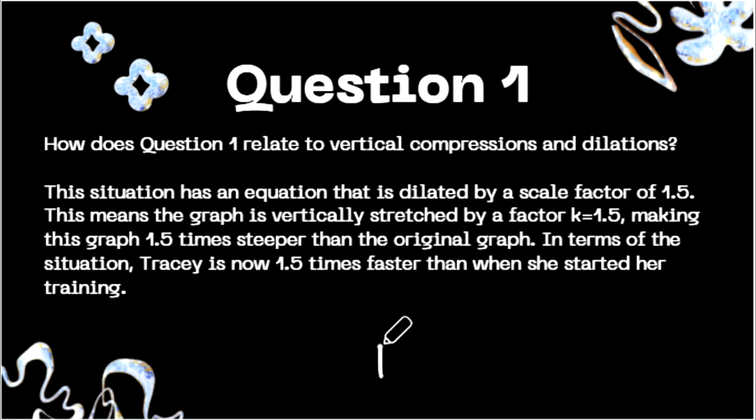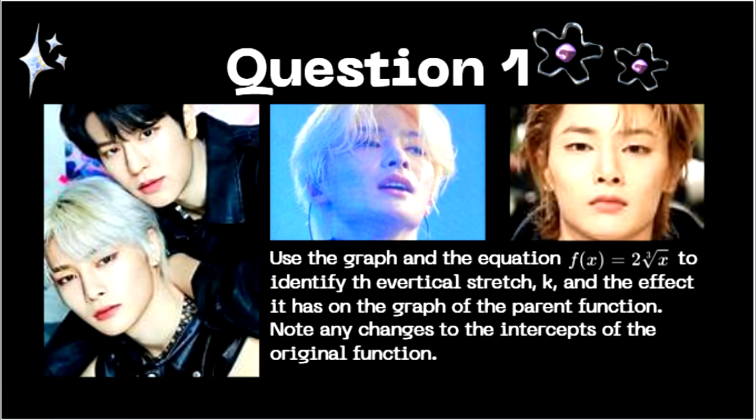This situation has an equation that is dilated by a scale factor of 1.5. This means the graph is vertically stretched by a factor of 1.5, making the graph 1.5 times steeper than the original graph. In terms of the situation, Tracy is now 1.5 times faster than when she started her training, which makes sense because when you exercise regularly, you don't get worse, you don't get slower, you don't get weaker, you get better.